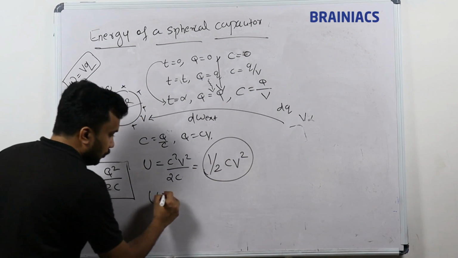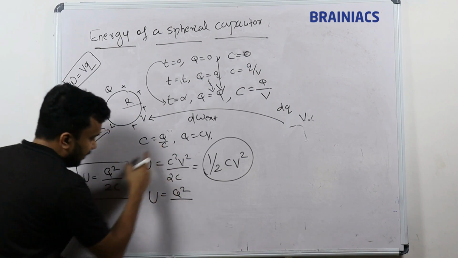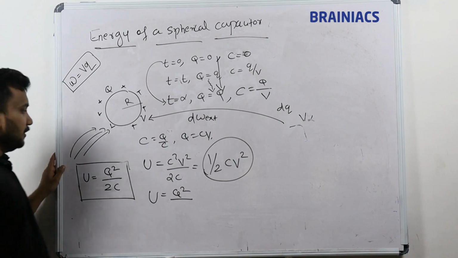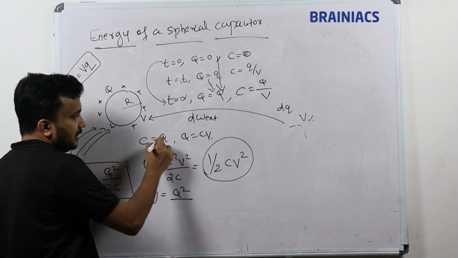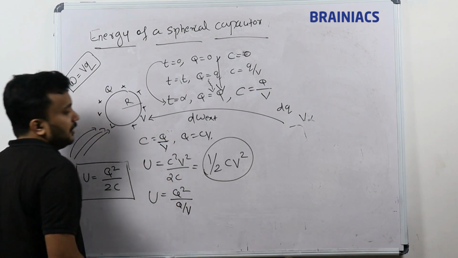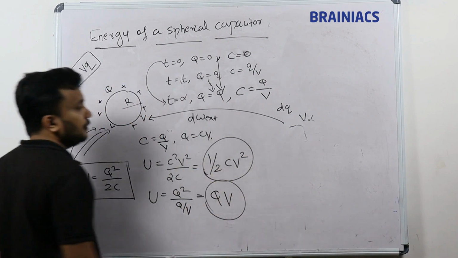Next, U equals Q square by 2C. Now I am substituting for C. C is equal to Q by V. So Q square divided by 2 times Q by V. Q and Q will get cancelled, so we will get half QV. This is another equation of energy.